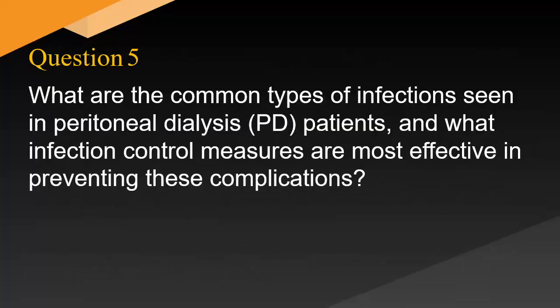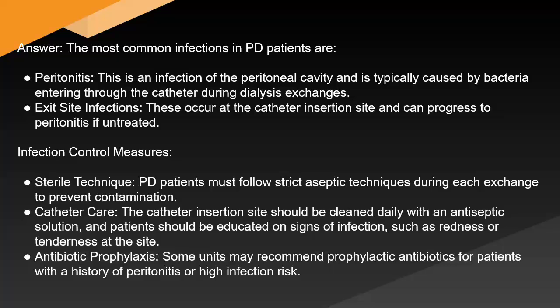What are the common types of infections seen in peritoneal dialysis (PD) patients, and what infection control measures are most effective in preventing these complications? Answer. The most common infections in PD patients are peritonitis. This is an infection of the peritoneal cavity and is typically caused by bacteria entering through the catheter during dialysis exchanges. Exit site infections. These occur at the catheter insertion site and can progress to peritonitis if untreated.